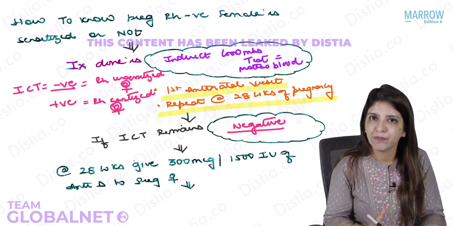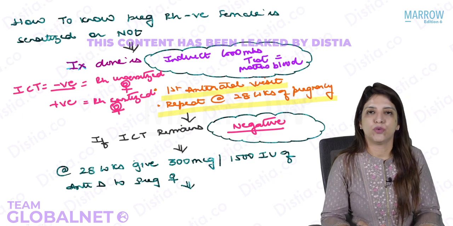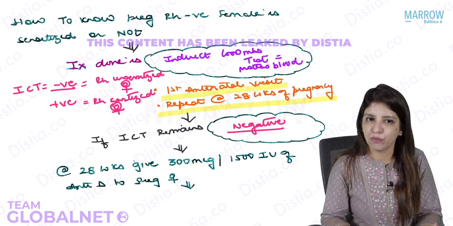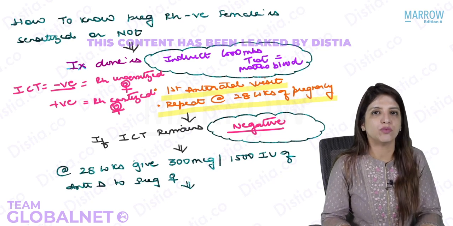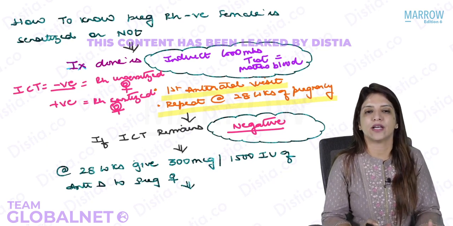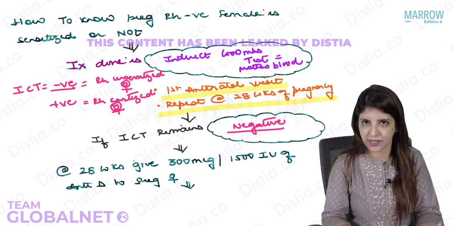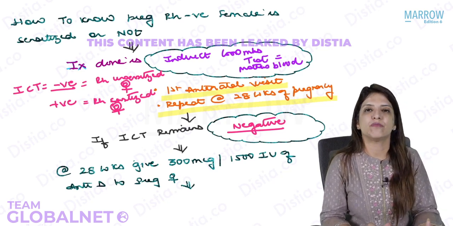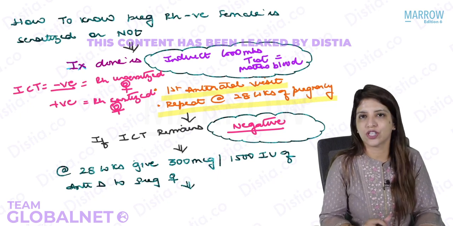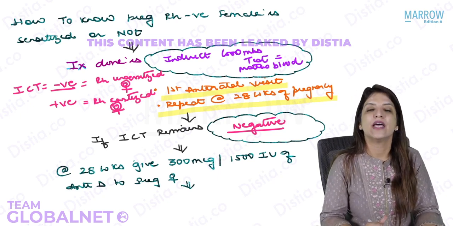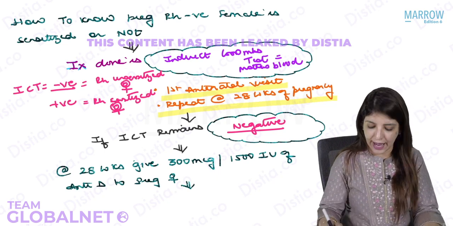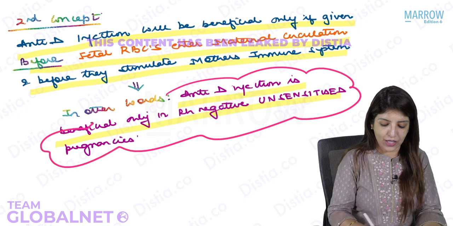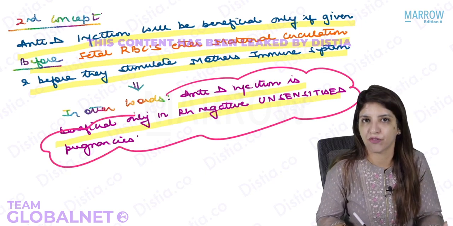So now tell me, if I am doing in an Rh negative female, I am checking her indirect Coombs test at the first antenatal visit, and then I am doing it again at 28 weeks of pregnancy. And if I see that the indirect Coombs test remains negative, what is the next logical step? The next logical step is to give her anti-D, because anti-D is beneficial only in Rh negative unsensitized females.